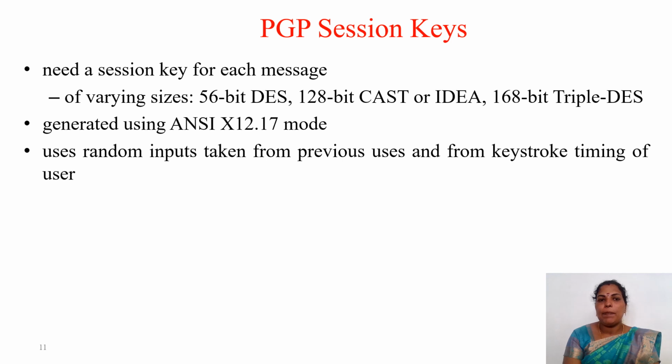So coming to the PGP session keys, we need a session key for each message of varying size. That is 56-bit DES is required, then 128-bit for CAST or IDEA, not yet discussed, and 168-bit for triple DES. And it is generated using ANSI X9.17 mode, which uses random inputs taken from the previous uses and from keystroke timing of the user.